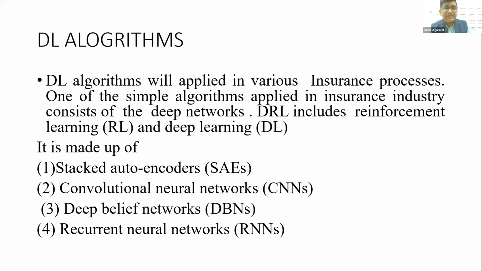In the last part, I discussed in my paper the DL algorithms which can be used in the insurance processes. And one of the simple algorithms applied in the insurance industry consists of deep networks. DRL includes reinforcement learning and deep learning, and it is made up of stacked autoencoders, convolutional neural networks, deep belief networks, and recurrent neural networks.